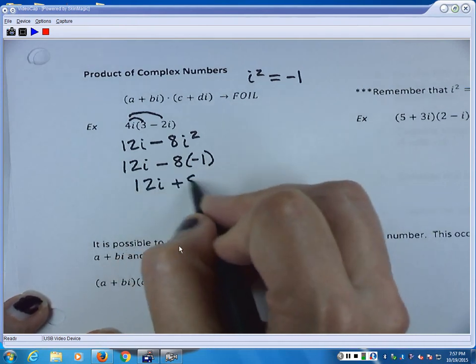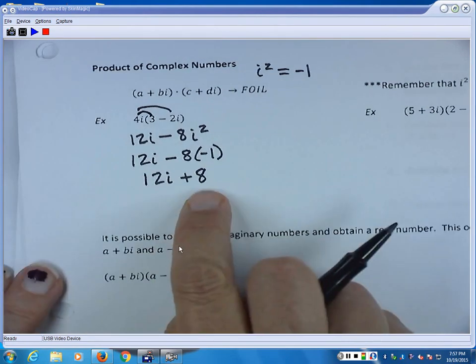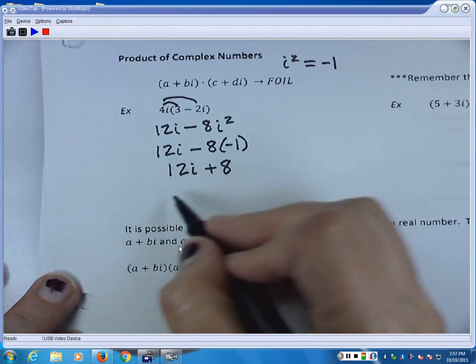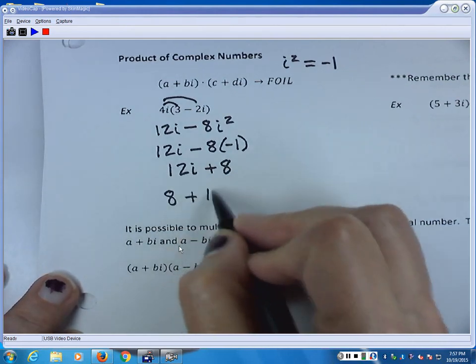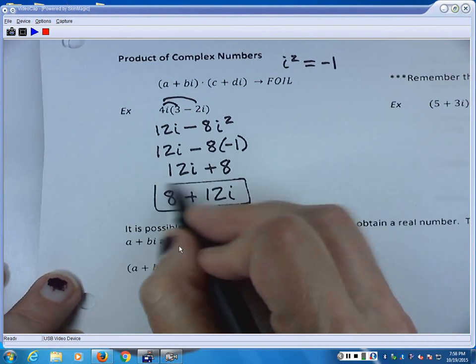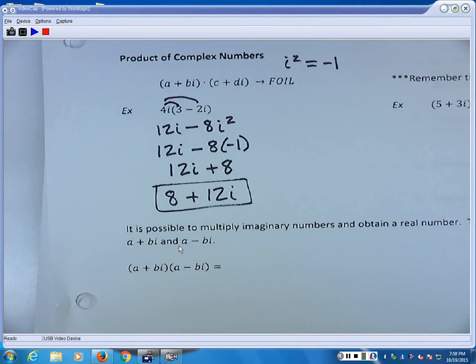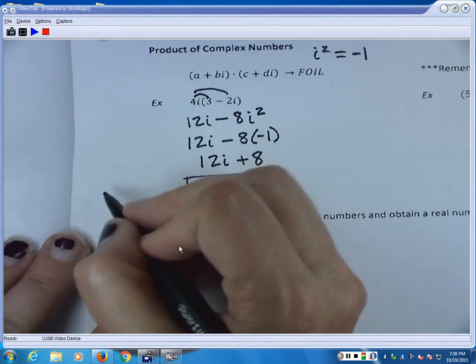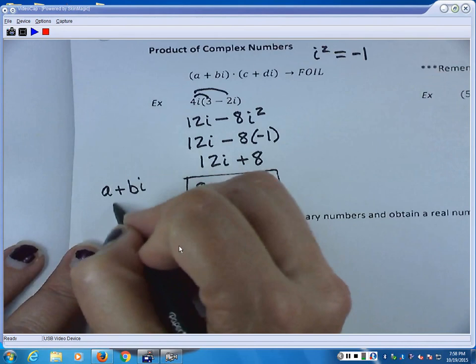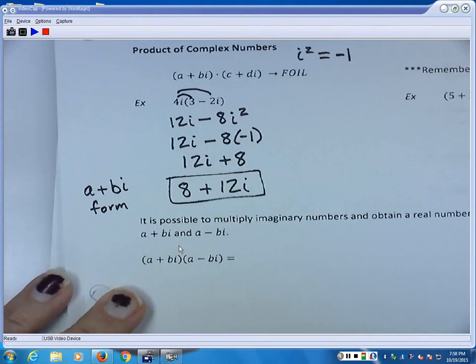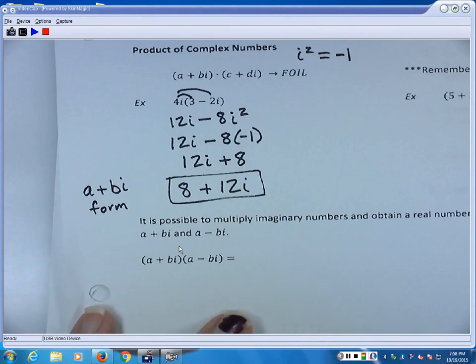12i plus 8. And remember, we really want to write it in the form a plus bi. So we want to write the real part first. 8 plus 12i. I'm not going to take off on the test if you don't switch it around, but it's best to switch it. You want to write it in a plus bi form, standard form. All right. So this is just like distributing with variables, except that i squared equals negative 1.